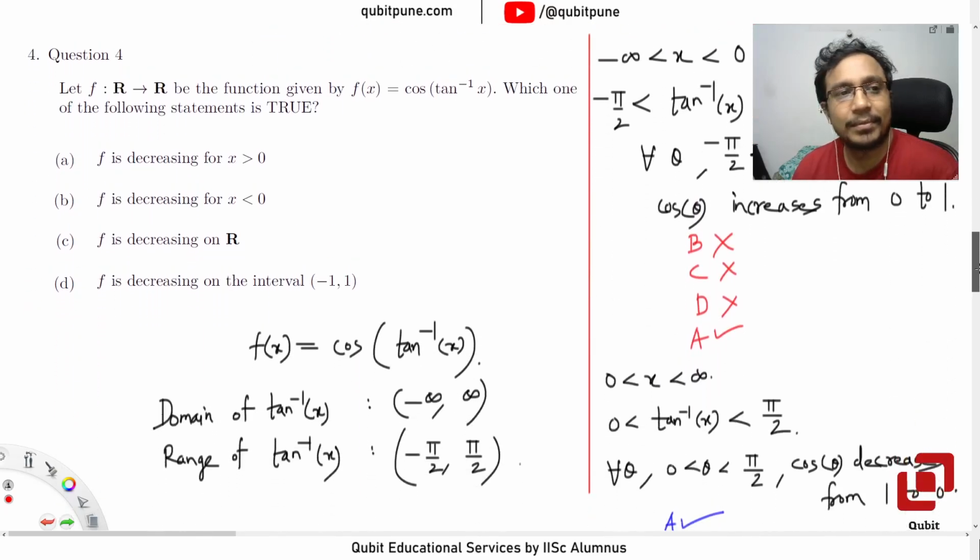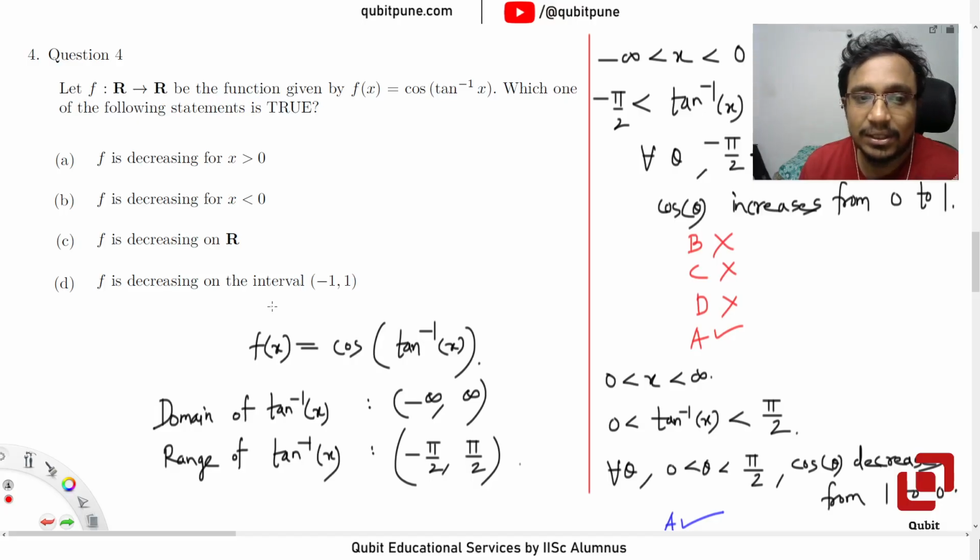Question 4. Let f from r to r be the function given by cos of tan inverse of x. Which of the following statements is true? F is decreasing for positive x, f is decreasing for negative x, f is decreasing on r, f is decreasing on the interval negative 1 to 1, open.